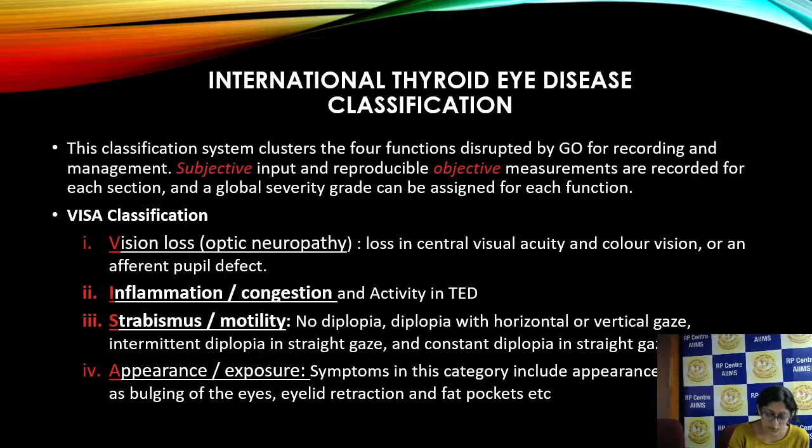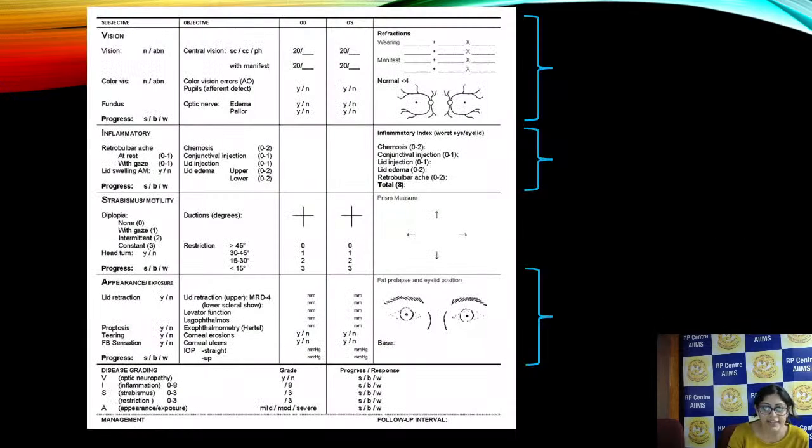considered active Graves' orbitopathy. Then there was a VISA classification which clustered the 4 functions which are disrupted by Graves' orbitopathy. It has a subjective input and has a reproducible objective input. It is not only a diagnostic classification, but also it helps in practical implications for guiding the management. This is a format of the VISA classification. It has a subjective component as well as an objective component, and at the bottom the grading is done.